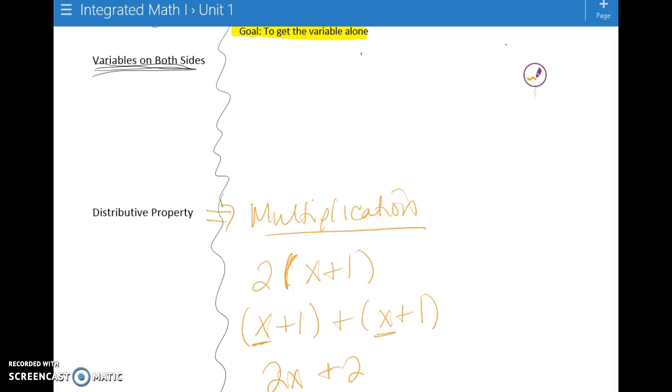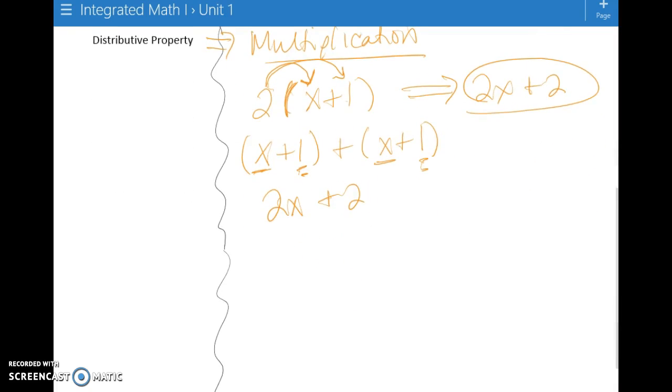So I would get x plus x is 2x, and 1 plus 1 is 2. All right? So that's what distributive property does. So the way we're going to work that, when we have our 2 times x plus 1, we're going to do 2 times x, and then we're going to do 2 times 1. Well, 2 times x is 2x. 2 times 1 is 2.